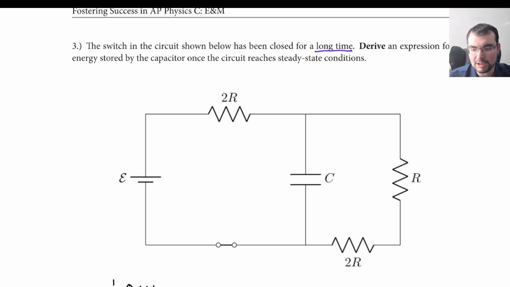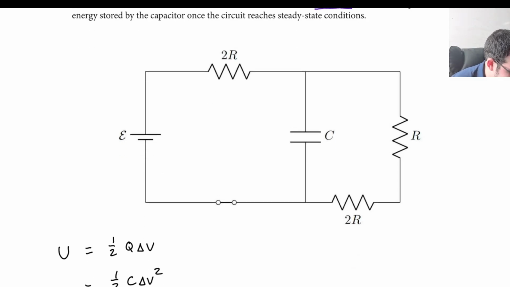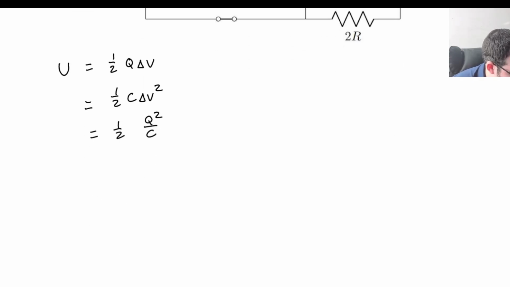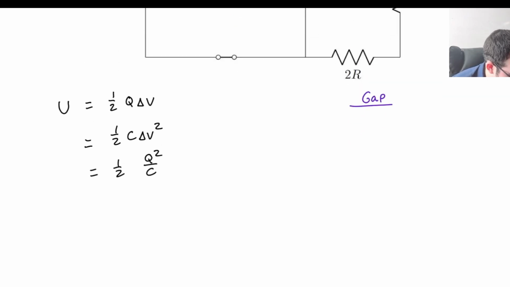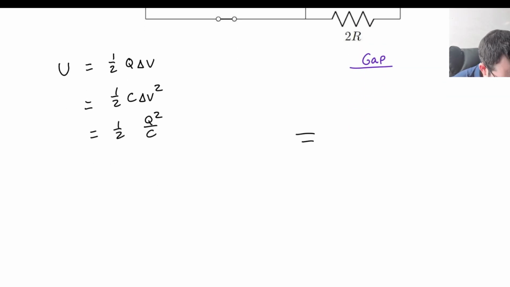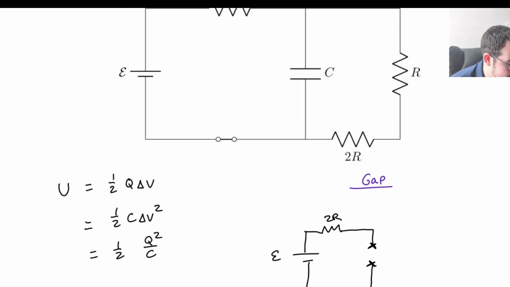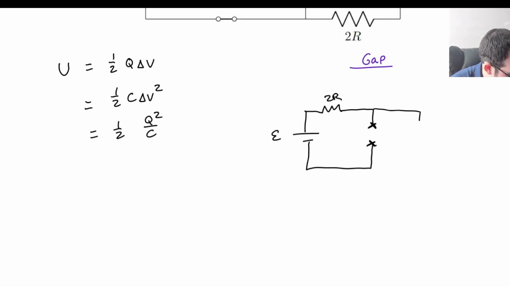All right. So to begin, we'll start by drawing our simplified circuit. At long times, the capacitor is a gap. So we know that this is a gap. So let's redraw. We've got a battery, we have a 2R resistance, we have a capacitance that is a hole, and then on the side, we have an R and a 2R.